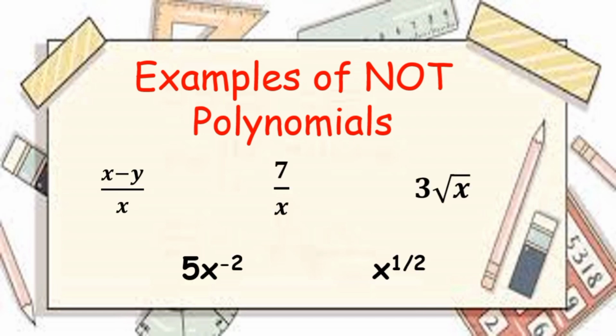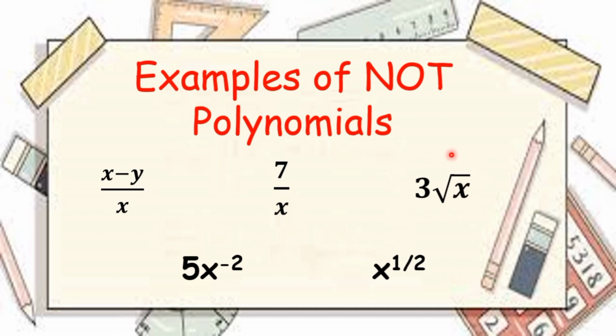So first is the x minus y over x. Hindi siya polynomial kasi ang kanyang denominator ay variable o letter. Same with 7 over x. So tandaan, kapag ang isang given ay may denominator na variable or letter, it is not considered as polynomial.